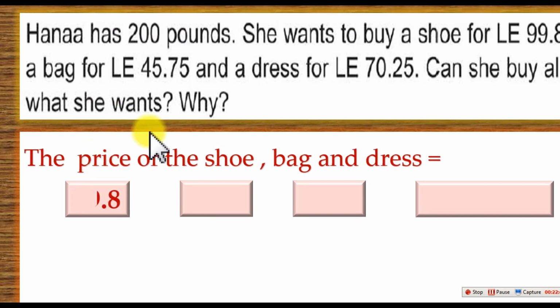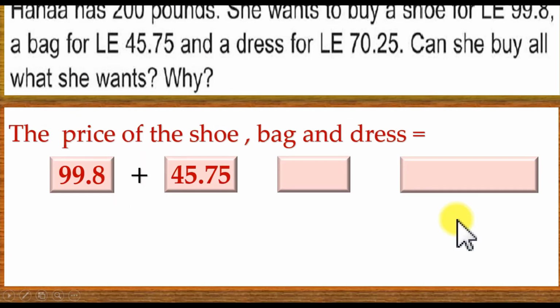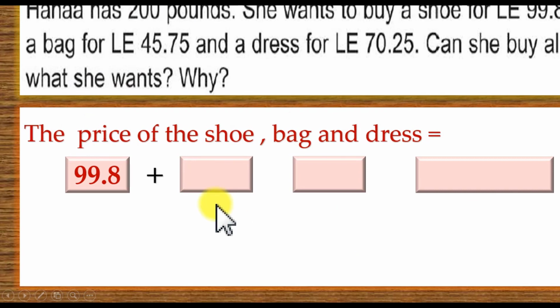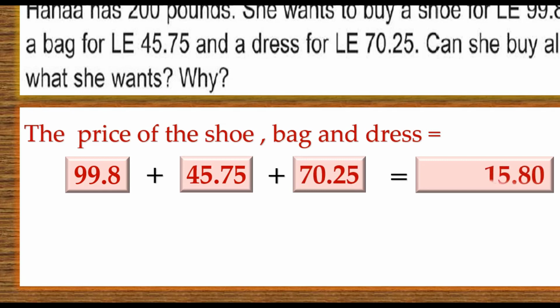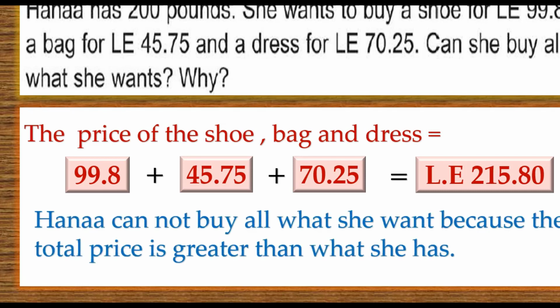هنحسب سعرهم. طبعا هنكتب 99.8 plus 45 and 75 hundredths plus 70 and 25 hundredths equals 215.80 pounds. Hannah can't buy all what she wants because the total price is greater than what she has. سعر التلاتة مع بعض طلع 215 أكتر بكتير من 200.